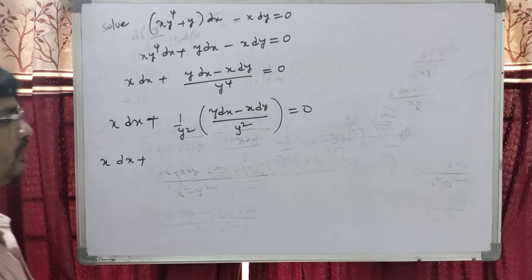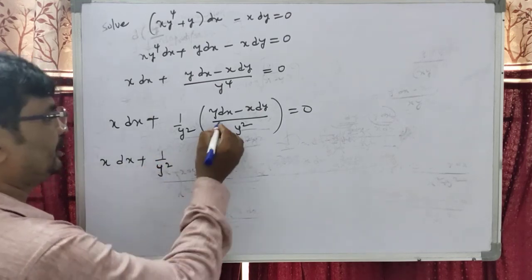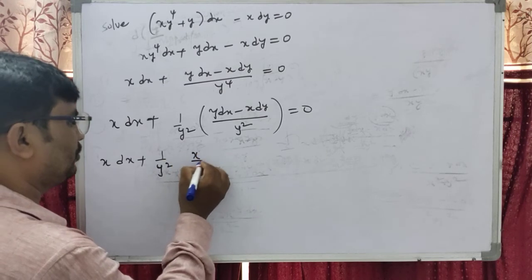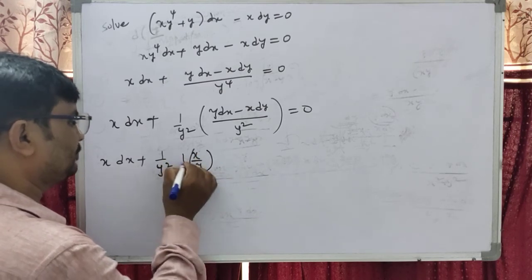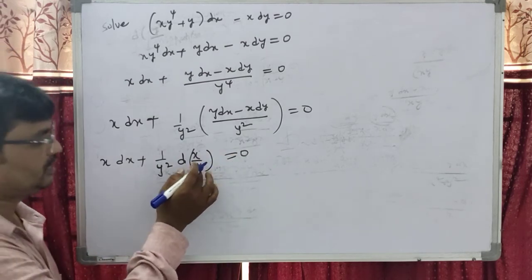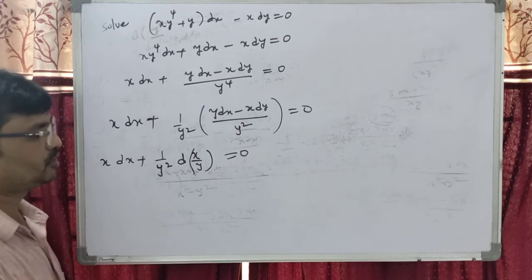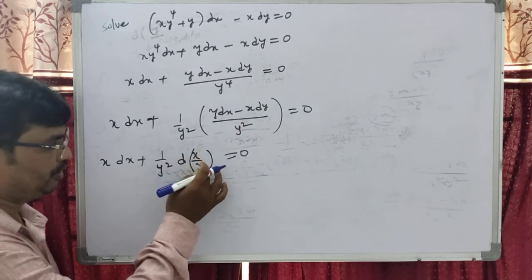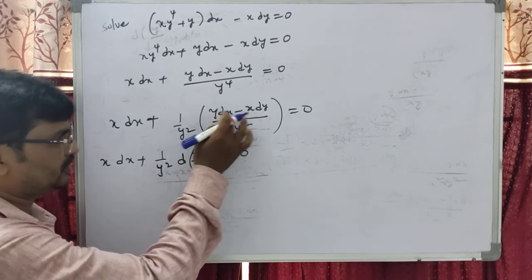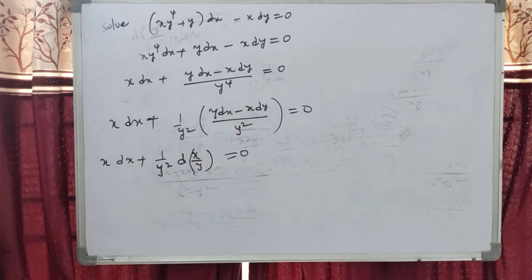How to write it, students? This is 1 by y square. This is the formula of x by y. My dear students, this is the derivative of x by y. Since y into dx minus x into dy by y square, you have to compare with u by v: v into derivative of u minus u into derivative of v by v square. Just observe here what happened.